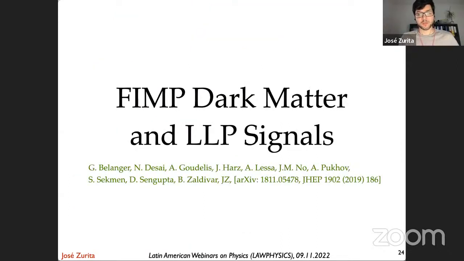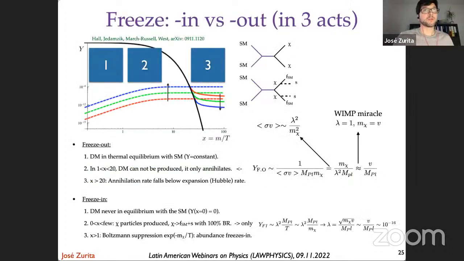Okay, now I'm going to talk about a slightly different paper that is about feebly interacting massive particles, or FIMP dark matter. Now, I don't know how much you know about FIMP dark matter, but you should probably be asking Nicolas and not me. Nonetheless, let me try to explain this.